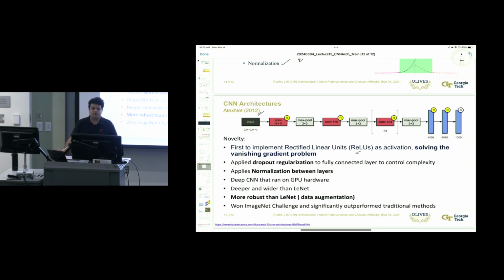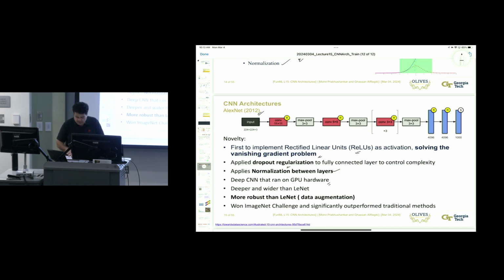One of the more important contributions in AlexNet was that we use ReLUs instead of tanh or sigmoids, helping to solve the vanishing gradient problem. There's something called dropout regularization and normalization between layers. We'll discuss that in specific slides. This was also the first architecture that was run on GPUs, so we were able to parallelize the entire process and run it on GPUs.